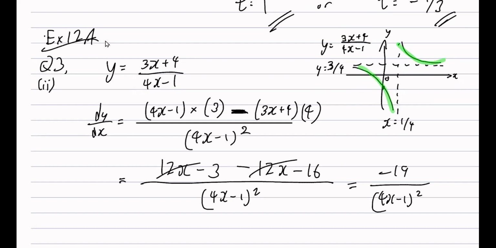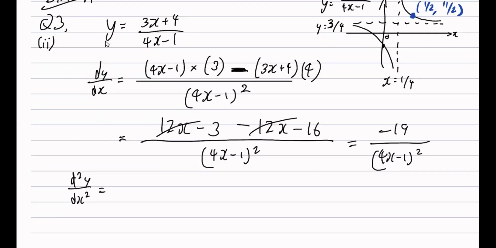Then what is the question asking? They're asking you at the point (1/2, 11/2). It's probably somewhere here. There is a certain d2y by dx squared value. What's the value? Very simple. All you need to do now is to find d2y by dx squared first. Let's do that. So differentiate. You realize it's a fraction. Are you going to use the quotient rule?